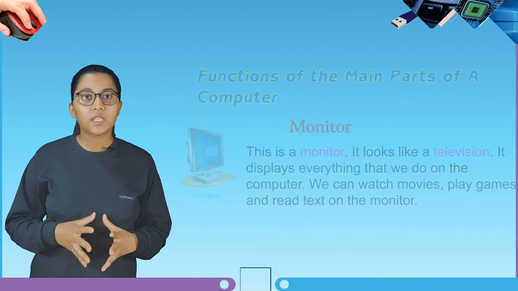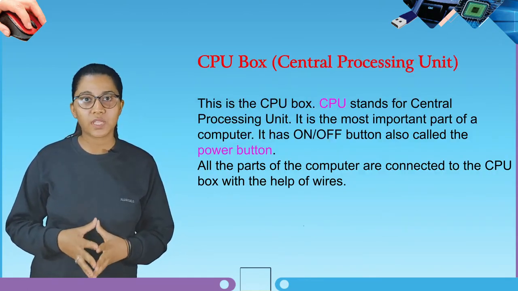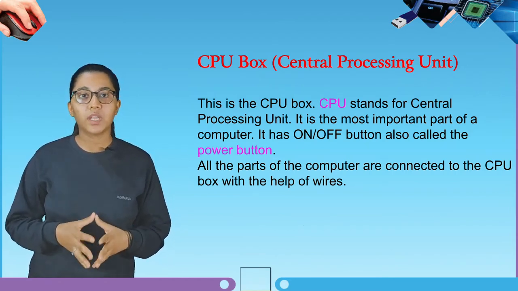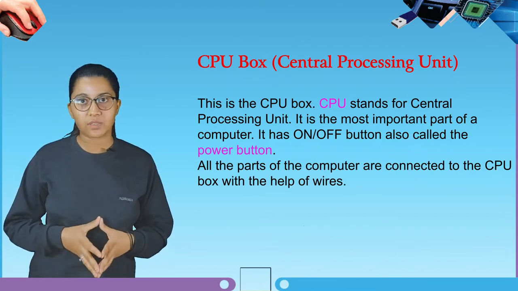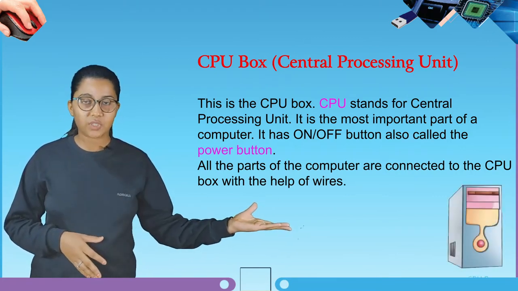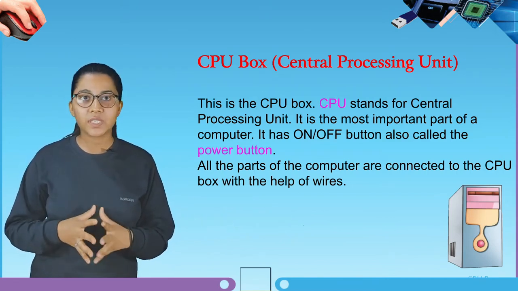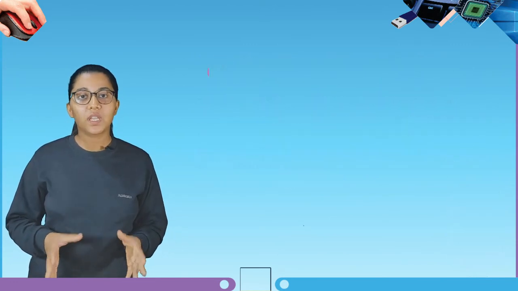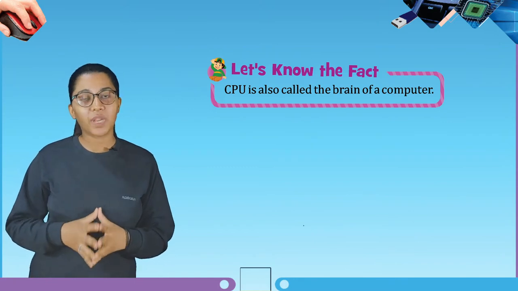So students, this is the CPU box. CPU stands for Central Processing Unit. It is the most important part of a computer. It has an on and off button, also called the power button. Here you can see a picture of a CPU box. All the parts of the computer are connected to the CPU box with the help of wires. Now let's know an interesting fact. CPU is called the brain of a computer.